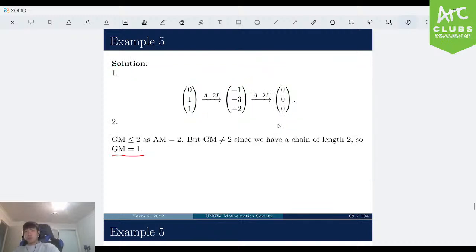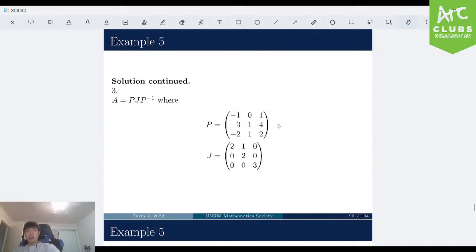Okay, so that's question 1 and 2. And then for question 3, again, you just plug in your generalized eigenvectors into your matrix P and form your blocks for the Jordan matrix J.